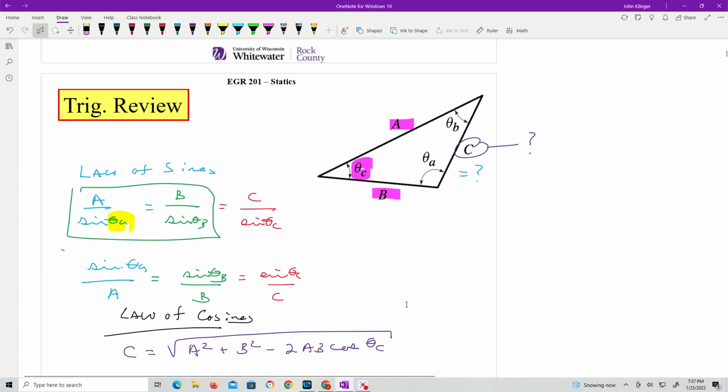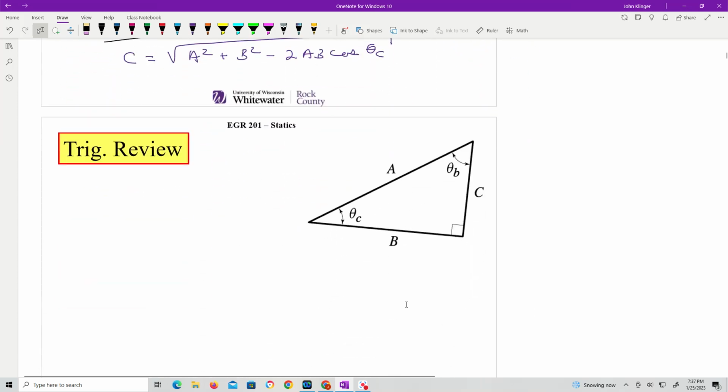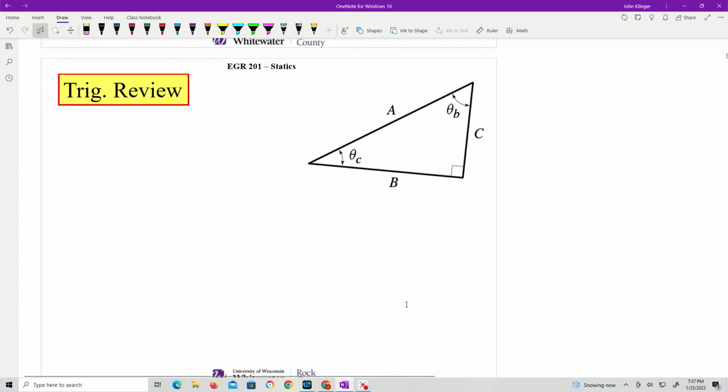So those are the two main rules. The special case is when we have a 90-degree angle. We know the sine of theta C is equal to the opposite side, c, over the hypotenuse, which can be rewritten also as the hypotenuse times the sine of theta C equals c.